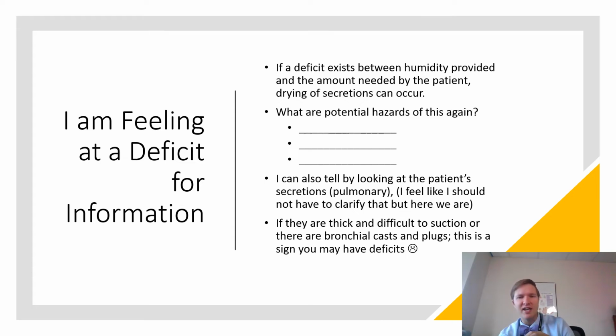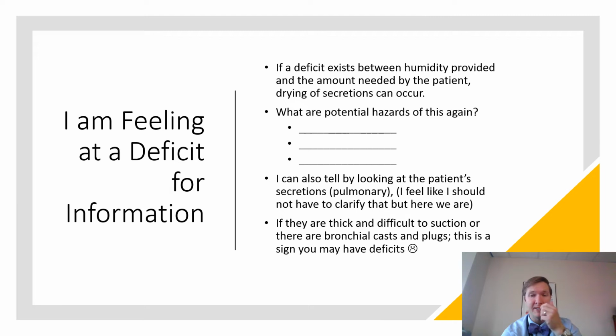If the secretions are thick and difficult to suction, or they're bronchial casts or plugs, you might have a humidity deficit, right? That's a very bad sign. So that could be another potential indicator, right?